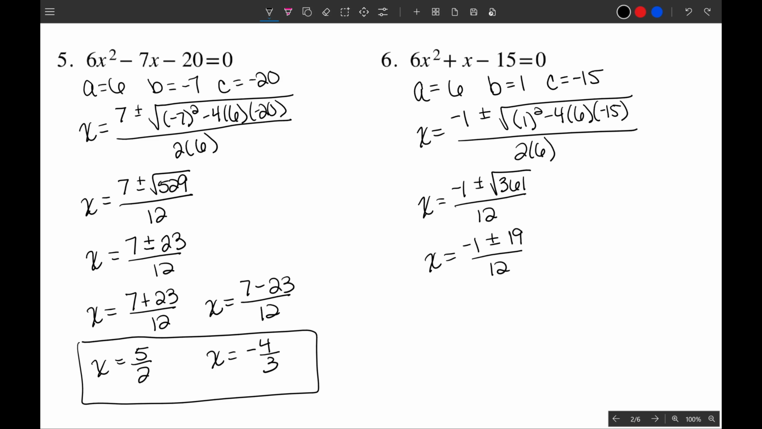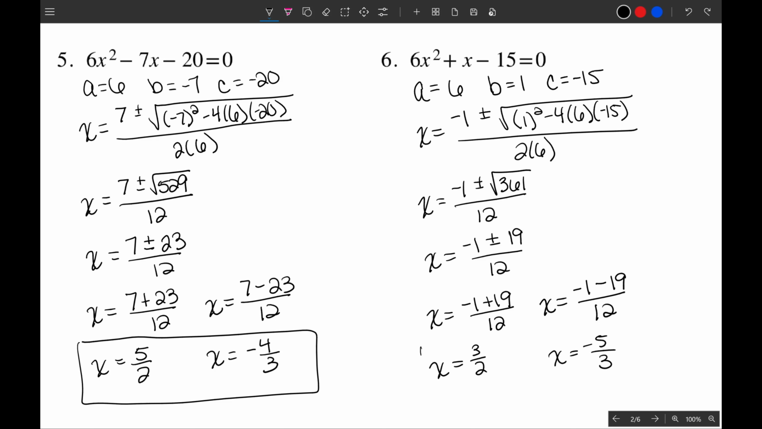And now, since I can combine the negative 1 and the 19, I'm going to split this off into negative 1 plus 19 over 12, and then negative 1 minus 19 over 12. So I end up with 3 over 2 and negative 5 over 3.